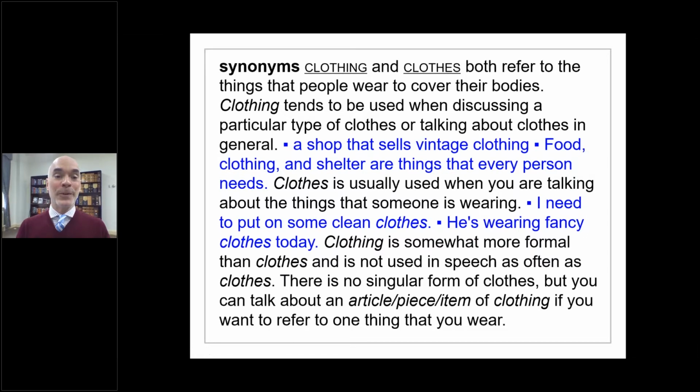Clothing and clothes. That's a fascinating one. Again, semantically, they are nearly identical, and yet no native speaker of English would ever use them in the same exact place. So clothing tends to be used discussing a particular type of clothes or talking about clothing in general. This shop sells vintage clothing. But clothes is used when you're talking about what you're actually wearing. I need to put on some clean clothes. I put on some nice clothes today.